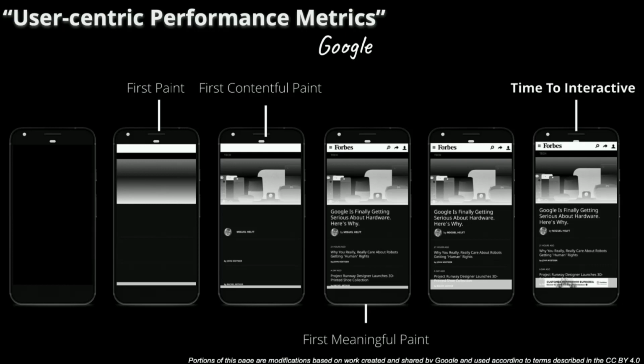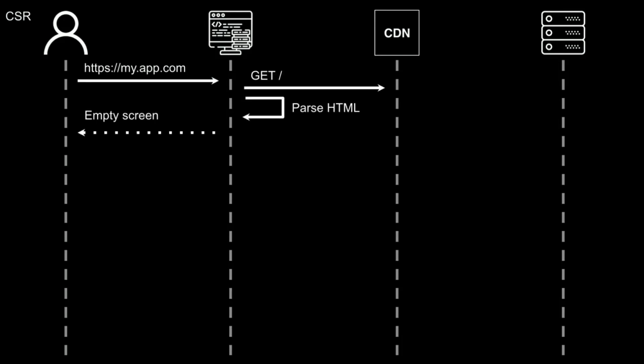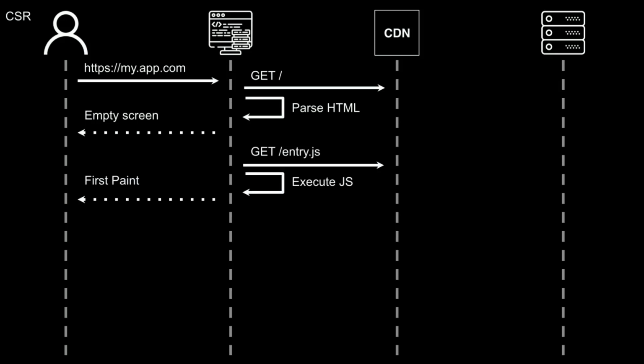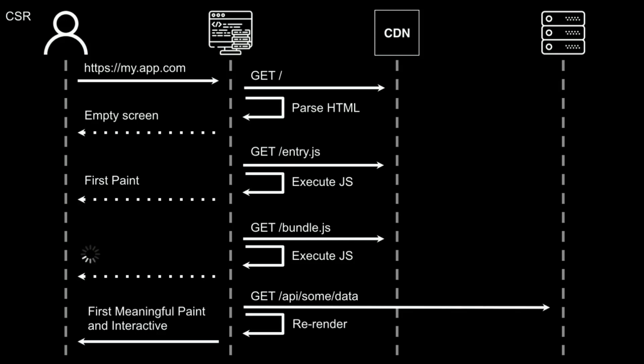So how does this look in a sequence diagram? Here is client-side rendering. When you request the app, you go to probably a CDN, get HTML code, and show an empty screen, maybe with a background or something. Then you fetch your first bundle and execute JavaScript in the browser. You get your first paint. Then you get more bundles and execute more JavaScript, fetch the data from an API, and that's why you get the spinners. And finally, you get results and the first meaningful paint.